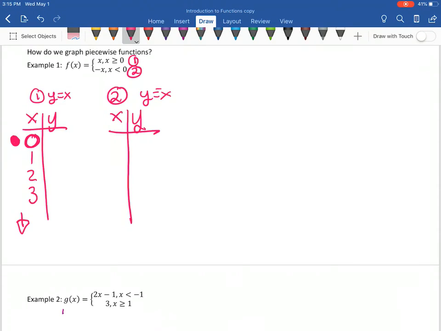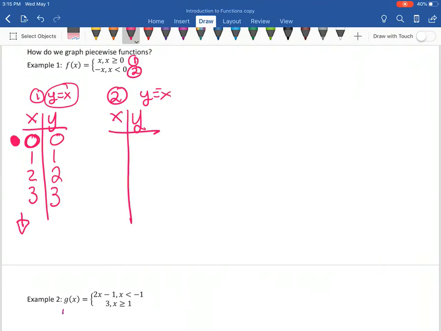Okay, once I have my x value set up that I want to use, I'm just going to go ahead and plug it into my function for y and see what my corresponding y is. So if I plug in 0 here for x, I get out 0 for y. If I plug in 1 for x, I get out 1 for y. And I get 2 and 3 because it's just y equals x. Okay, so my table of values are done. Those values are done for piece 1.